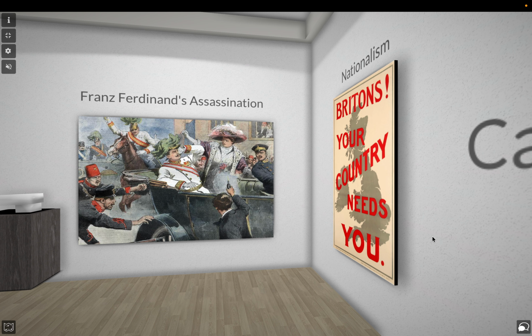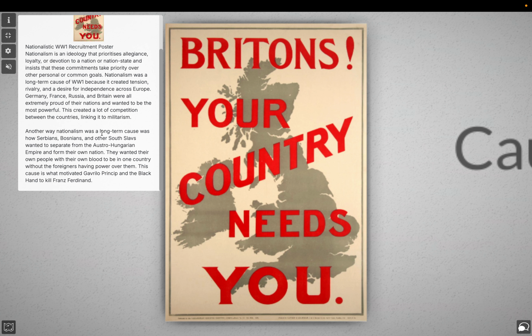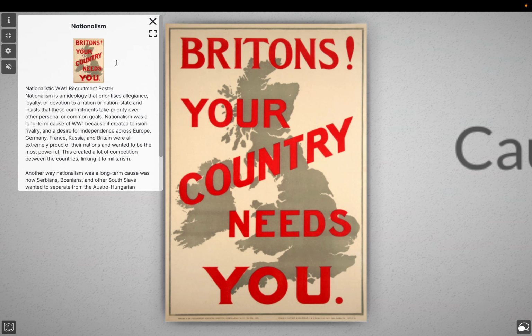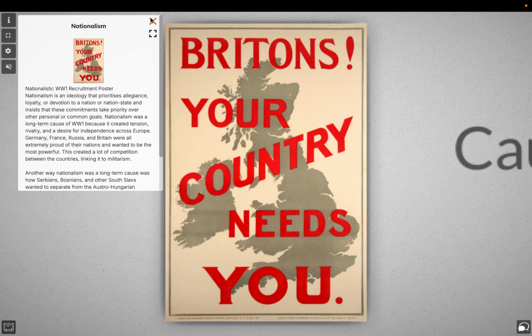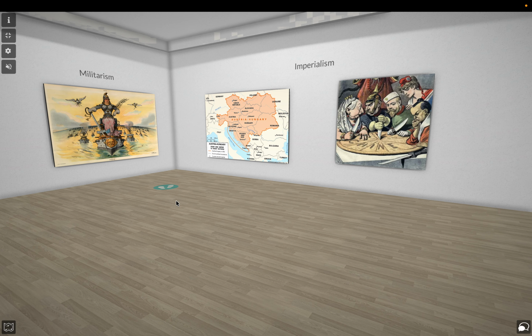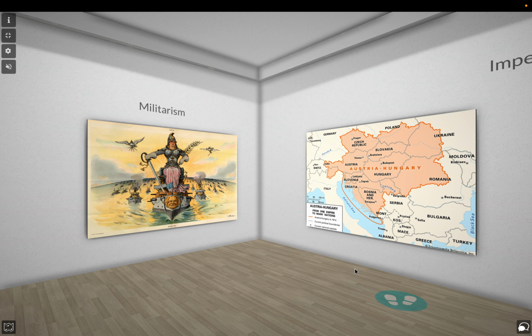They wanted to show off their country, because nationalism is an ideology that prioritizes your own country. I love my country. I want everyone to know that I love my country. So by joining this war, they could prove themselves, and it also could help people enlist, saying, oh, you need to help your country, it's a duty.